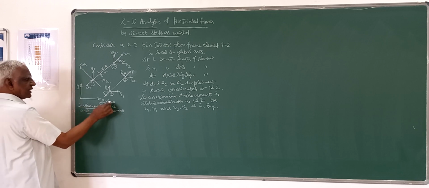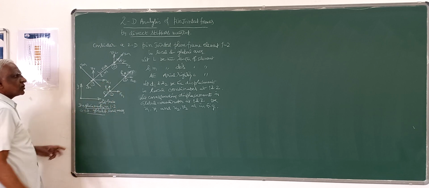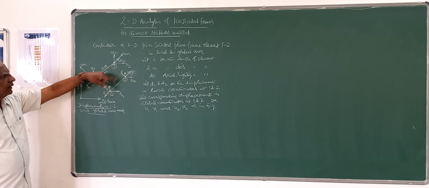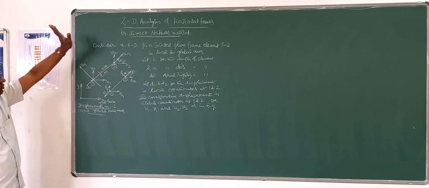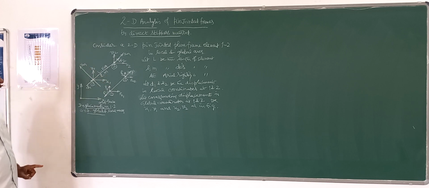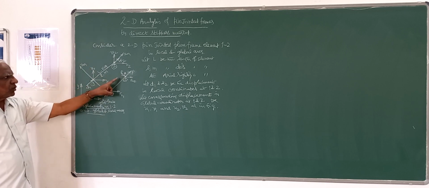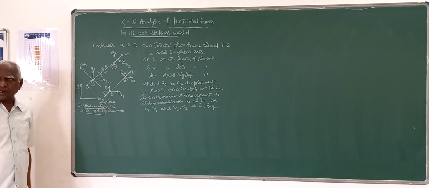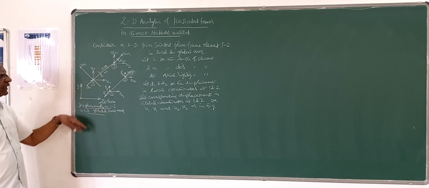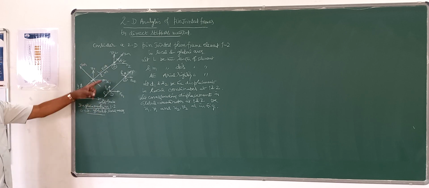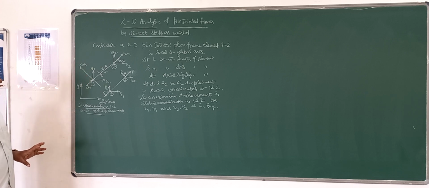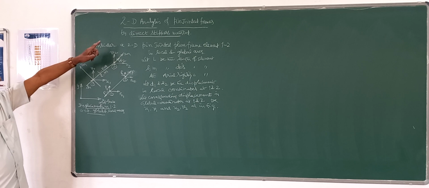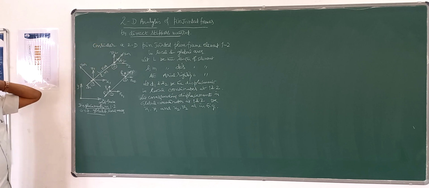So these are the displacements and forces. In the local axis, there is only one axial force in the member 1, 2, and that axial force may be compression or tension. Usually we take tension as the positive direction. So this is the element I am considering, the 2D pin-jointed frame element.